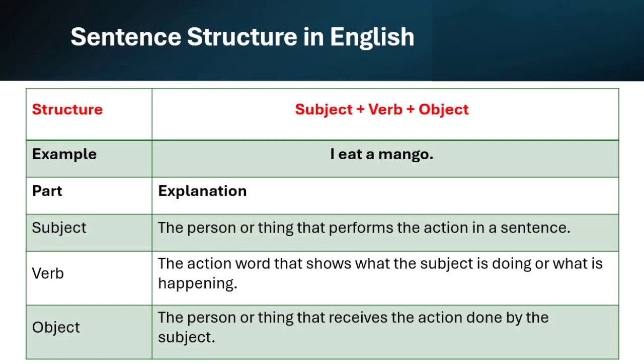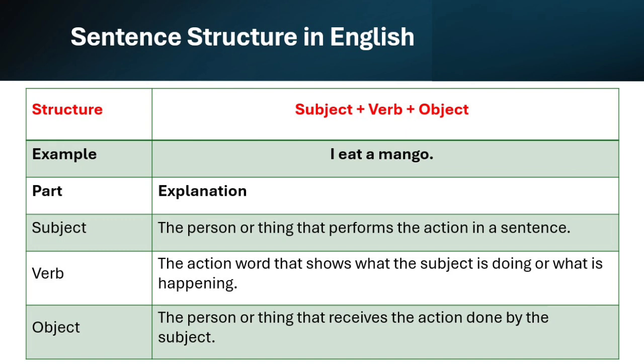Now, before starting with the tenses, you should understand sentence structure in English. Here in the first line of the table, this is the structure of an affirmative sentence in English: subject plus verb plus object. Let's try to understand this with an example. I eat a mango. In this sentence, I is the subject, eat is a verb and a mango is an object.